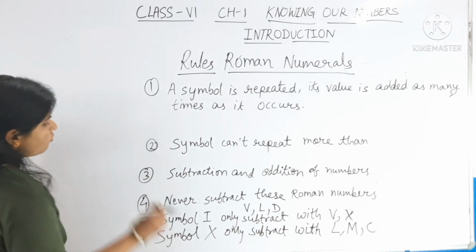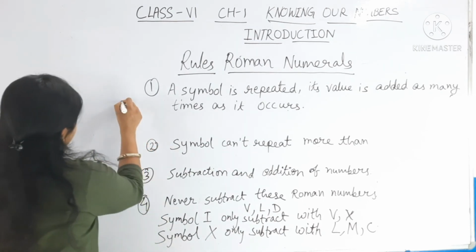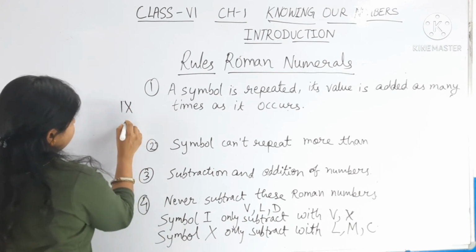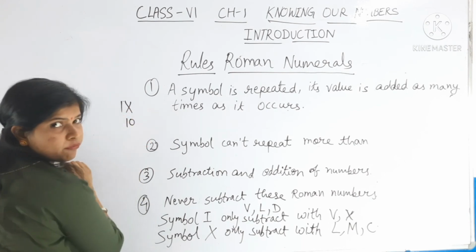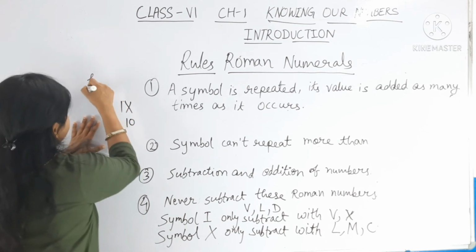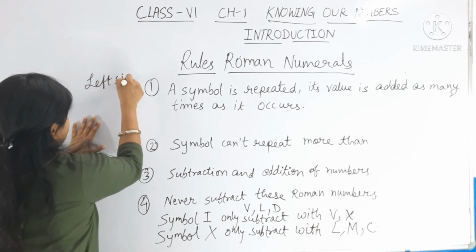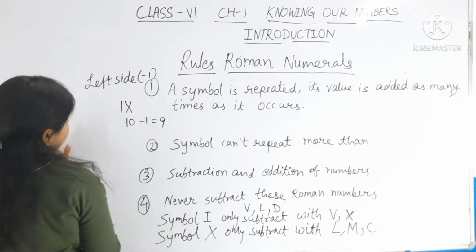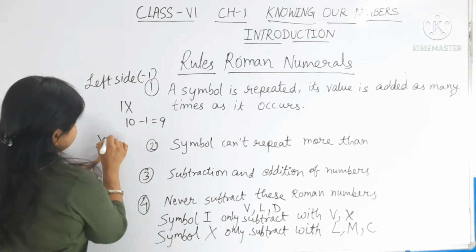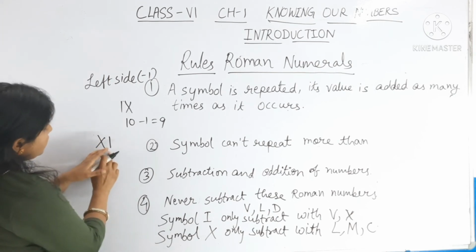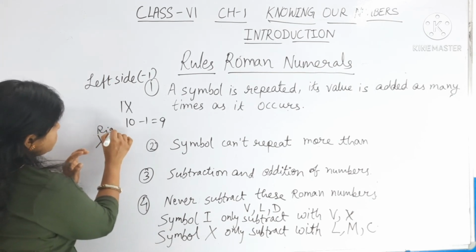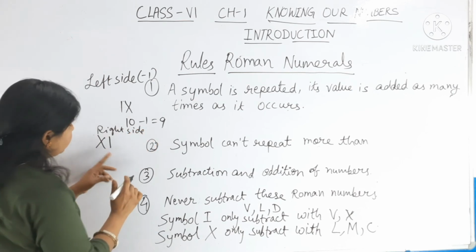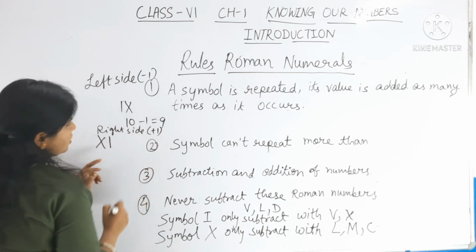Okay, for subtraction and addition of numbers we have it like this. This means 10 and this means 1. So if we have the smaller number on the left side, it means minus 1, so 10 minus 1 is 9. Okay, if we have X and 1, here on the right side 1 is written in Roman, this means plus 1.